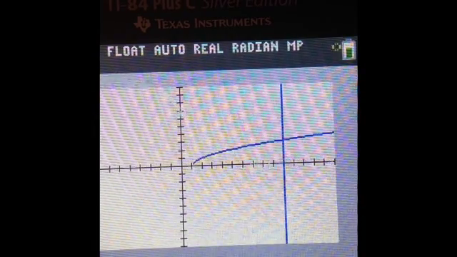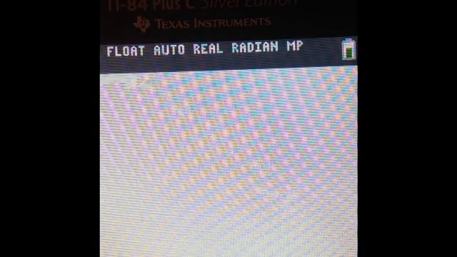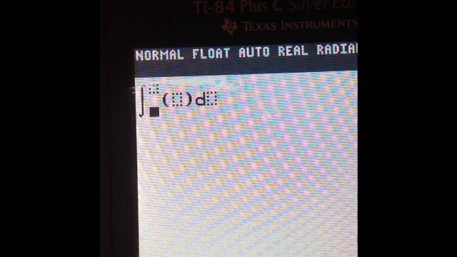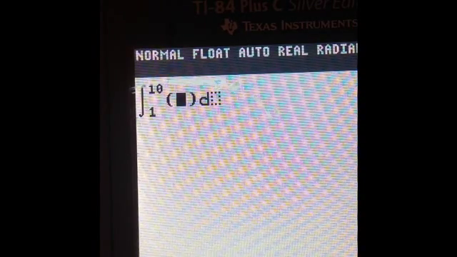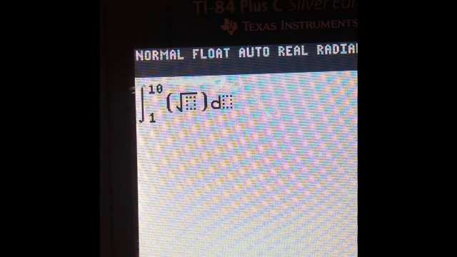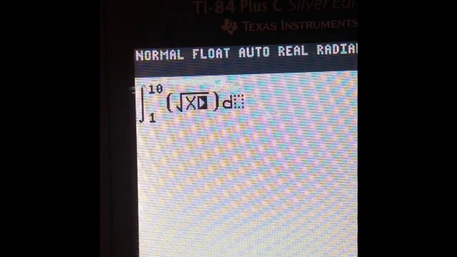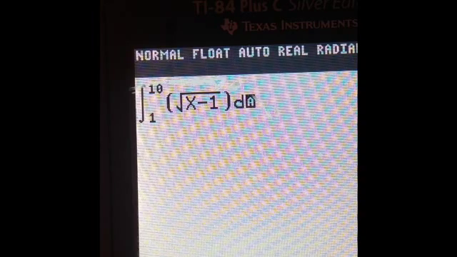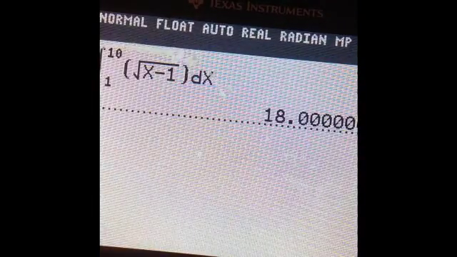So if we go math, let me clear the screen out. So if we go math 9, we're going to go from 1 to 10. Now we're just doing area, so we don't have to do the pi, and we don't have to do any squared. So we're just going to say square root of x minus 1, and you could say minus 0, but of course you don't need to, and hit enter. And your area is going to be 18.